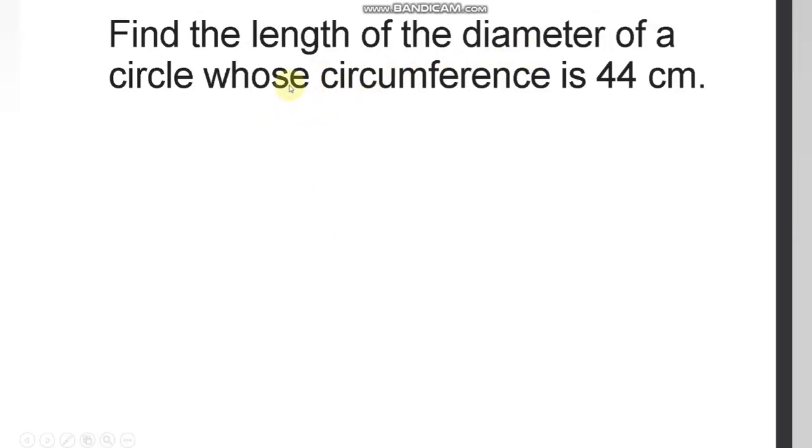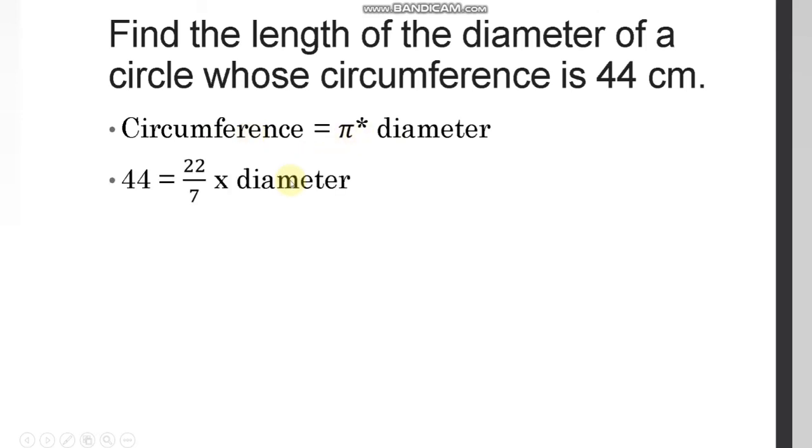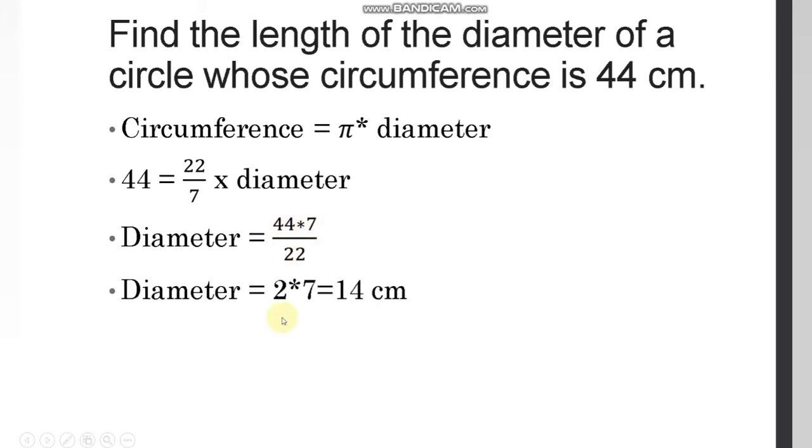Now we move on to next question. Find the length of the diameter of a circle whose circumference is 44 centimeter. Now we need to find out the diameter and circumference is given 44. So circumference is equal to pi into diameter. We know this formula. In place of circumference I will write 44 and in place of pi I will write 22 upon 7. So I will get 44 equals 22 upon 7 into diameter. Now 7 is divided here, so on the other side it will be multiplied, and 22 is multiplied here, so on the other side it will be divided. So diameter will be 44 into 7 by 22. 22 cancels out with 44, you will get 2 into 7. So diameter will be 2 into 7, that is 14 centimeter.